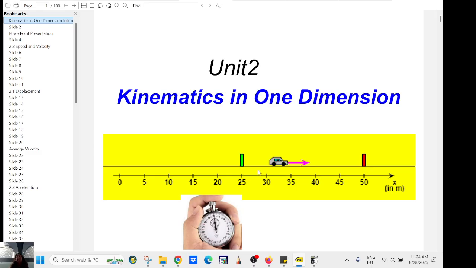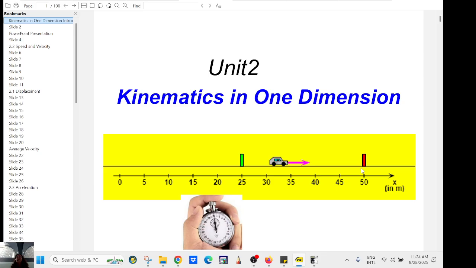And then we're going to define another physical quantity, and we call that the displacement. The definition of the displacement will be the final position minus the initial position. So in that case, the displacement from 25 to 50 is going to be 25 meters. It's positive, meaning it's going to the right.